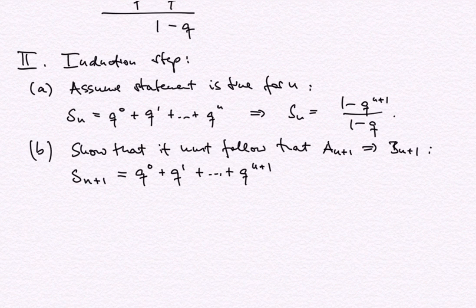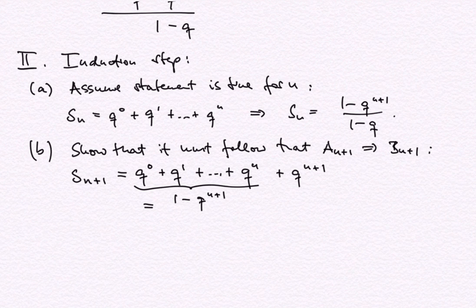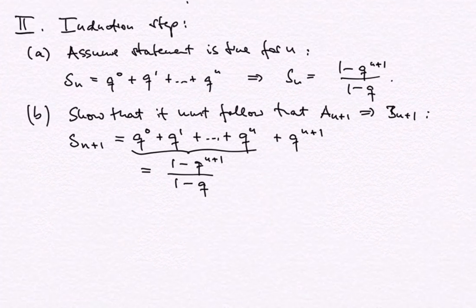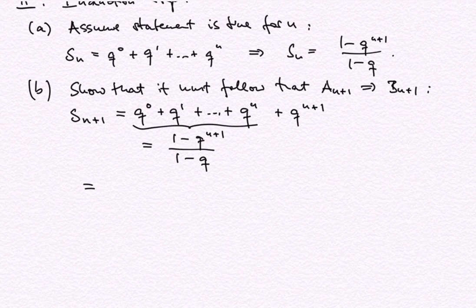Well, I show this by using the induction assumption. The induction assumption says, maybe I should have written here, I should have written q to the n plus q to the n plus 1. The induction assumption says that this part here is equal to 1 minus q to the n plus 1 divided by 1 minus q. And so, by using the induction assumption, I get that Sn plus 1 is equal to 1 minus q to the n plus 1 divided by 1 minus q plus q to the n plus 1.